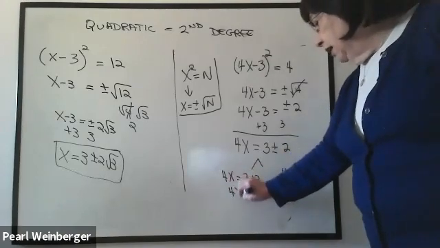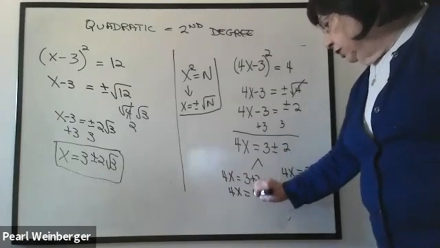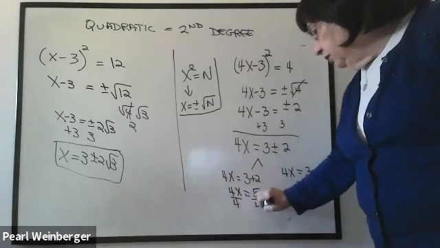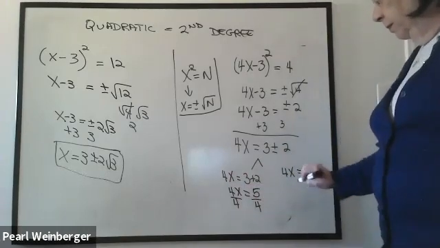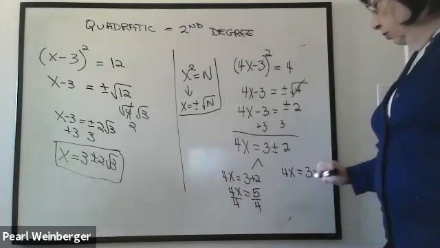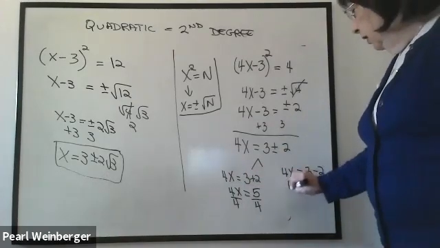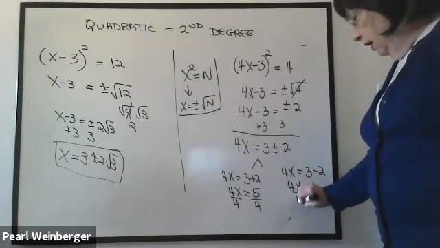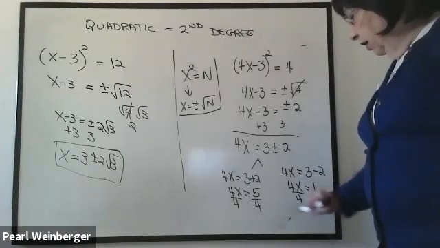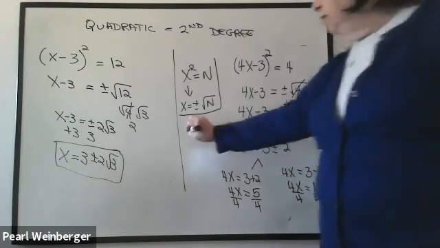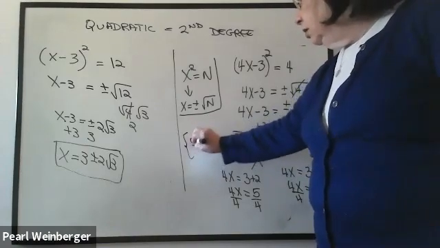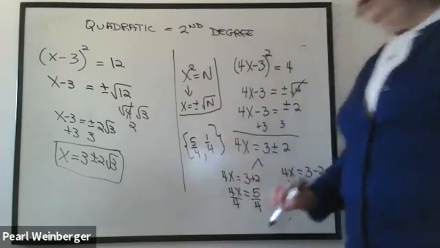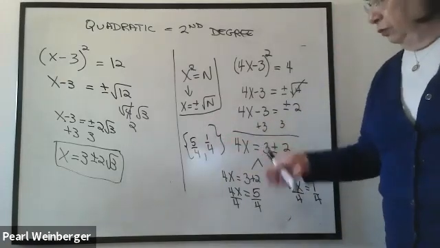So here we have 4x equals 3 plus 2, which is 5. And to figure out what the x is, I divide by 4. So this answer is 5 over 4. When I do 3 minus 2, that gives me 1. So 4x equals 1, and I divide by 4. So the other answer is 1/4. Here are my two answers, 5/4 and 1/4. And we did it using the square root method.